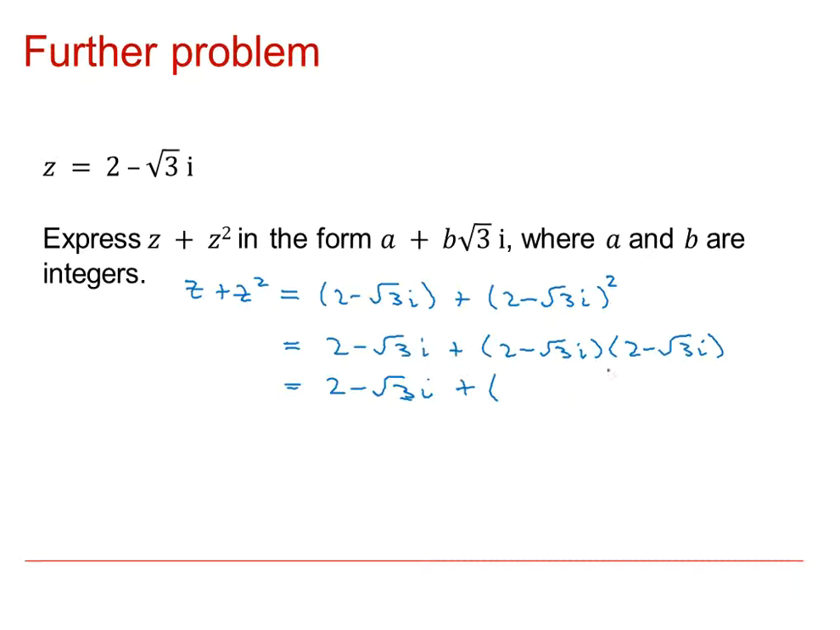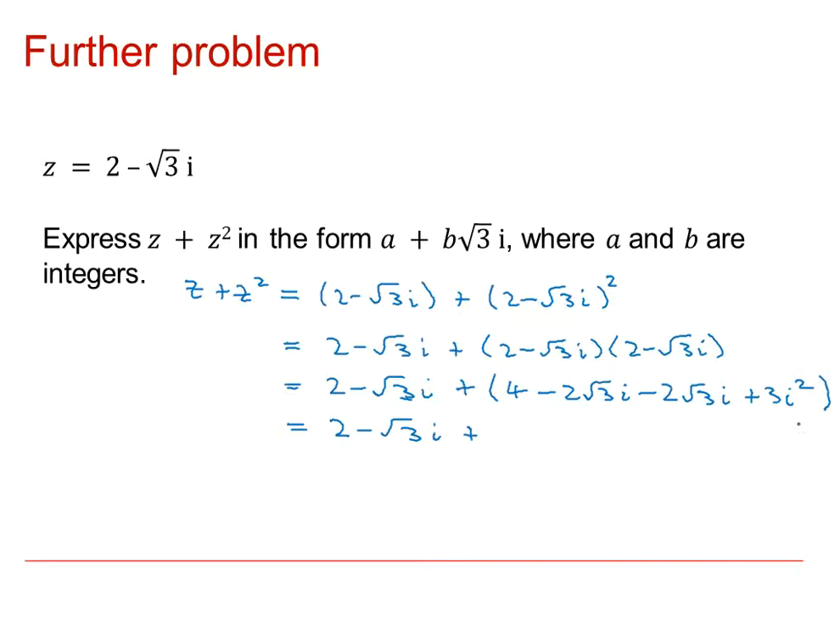So I've got 2 times 2 is 4. Minus root 3i times 2 is minus 2 root 3i. I've got 2 times minus root 3i is minus another 2 root 3i, and then I've got minus root 3i times minus root 3i is plus 3i squared. So starting to write it without the brackets and collecting things together.